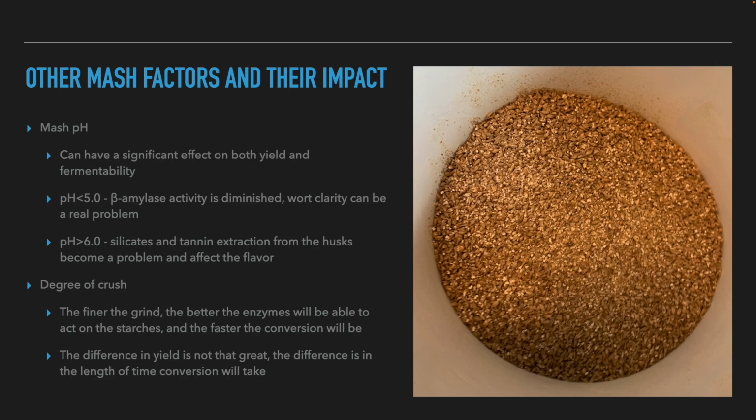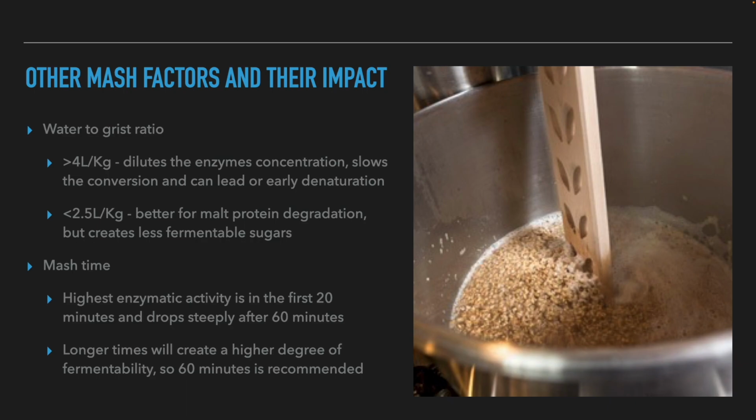The second factor is the degree of the crush. The finer the grind, the better the enzymes will be able to act on the starches and the faster the conversion will be. Even though the difference in yield is not great, the main advantage is the length of time the conversion will take.